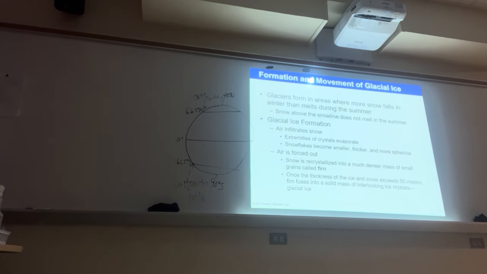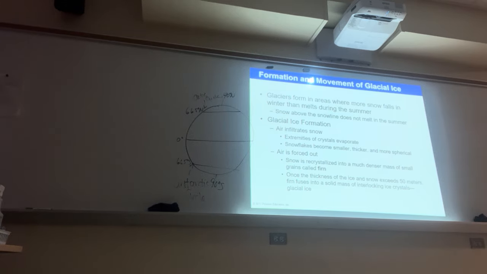All right, now as far as where glaciers form, glaciers are going to form in any area where more snow falls in the winter than melts during the summer. Snow above the snow line does not melt in the summer. Snow lines are going to vary depending on where you're at.